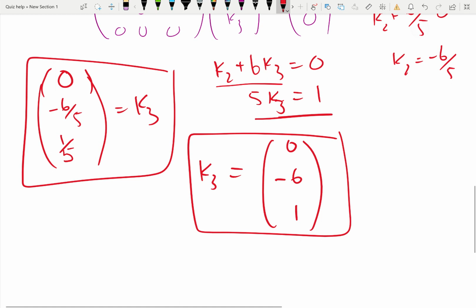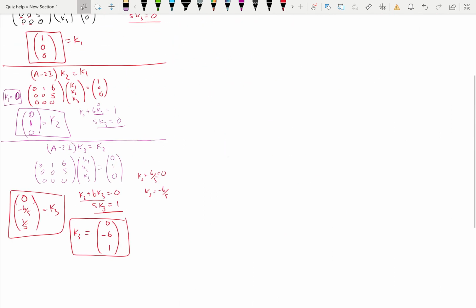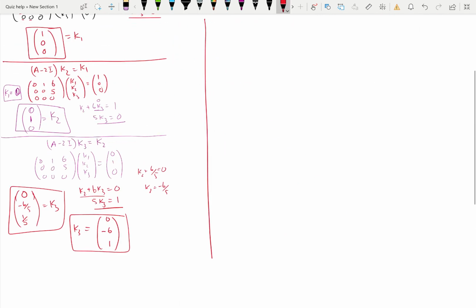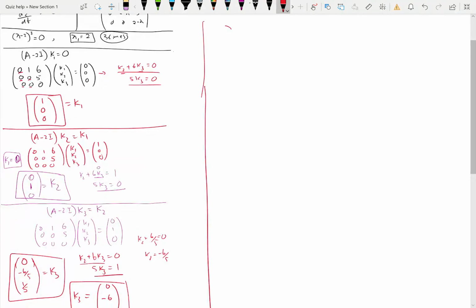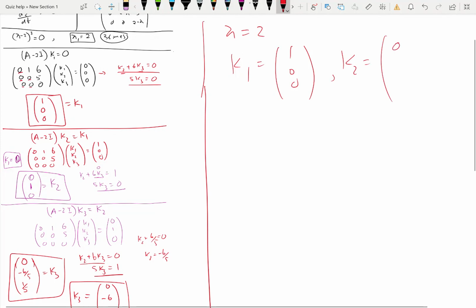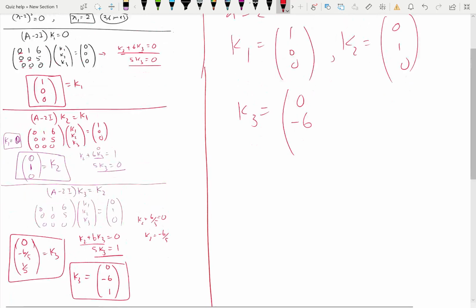Let's write down the summary. What are the eigenvalues and eigenvectors we had? I forgot the eigenvalue: the eigenvalue is 2 repeated 3 times. Capital K1 is 1, 0, 0. Capital K2 is 0, 1, 0. Capital K3 is 0, negative 6, 1.